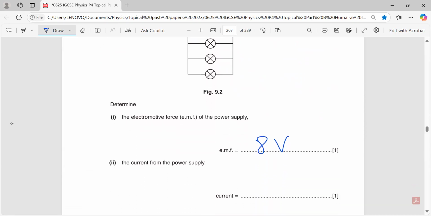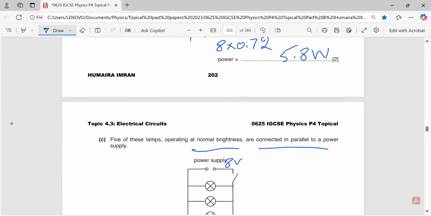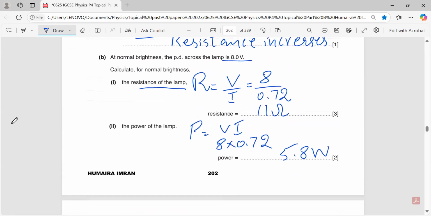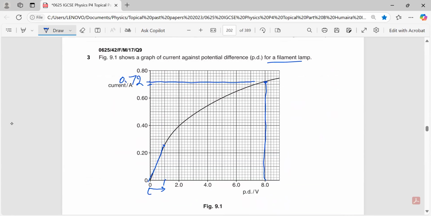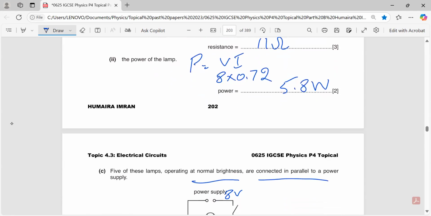Okay. So 8 volt will be the answer for this part of the question. Moving toward the next part of it, they are saying current from the power supply. If you want to calculate the current from the power supply, in one of the lamp, we will calculate it. We will see that the value of current is 0.72. That is for one lamp.